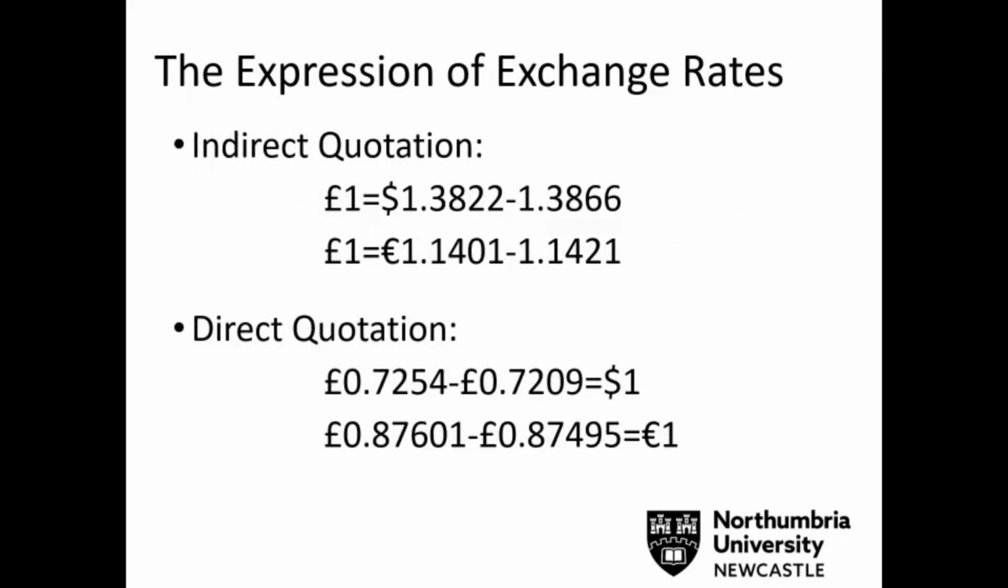If we do it in finance, then of course we tend to get something that looks more like this. Again, we have the indirect quotation at the top. In this case, it says we have £1 equals 1.3822 dollars, or £1 equals 1.4 euros. But notice there's 2 numbers quoted. We'll come back onto this shortly. If it's a direct quotation, we'll say, for example, 72 pence equals $1, or 87 pence equals €1. And that's the direct quotation.